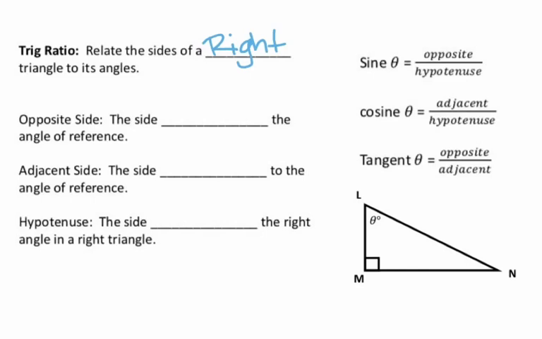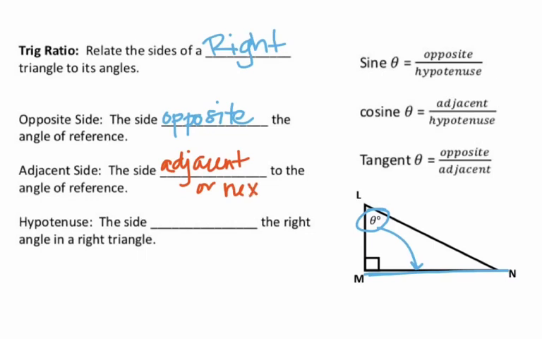Now, the opposite side is the side, now I know, right? Opposite of the angle of reference. It goes against everything that your English teachers have probably ever told you when defining something. But really, this little theta here is my angle of reference. So the side opposite of it would be MN. The adjacent side is the side, get it? Adjacent. Or we can say next to, if that really bothers you, using the exact same words again. So adjacent or next to that angle of reference.